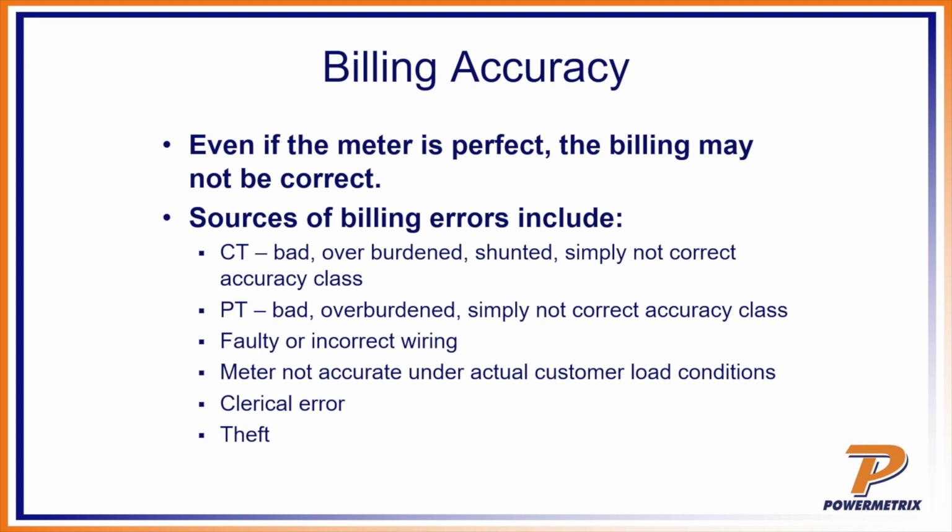What about the meter not being accurate under the actual customer load conditions? So in the lab, it tests out just fine, but out there in the real world, there's something affecting the meter and it's not measuring properly. What about clerical errors, or what about theft, especially now as our world has changed for the past few months and money is getting tight in so many areas? People are going to start looking for ways to reduce their costs. And if they can get free power, they might try to do that.